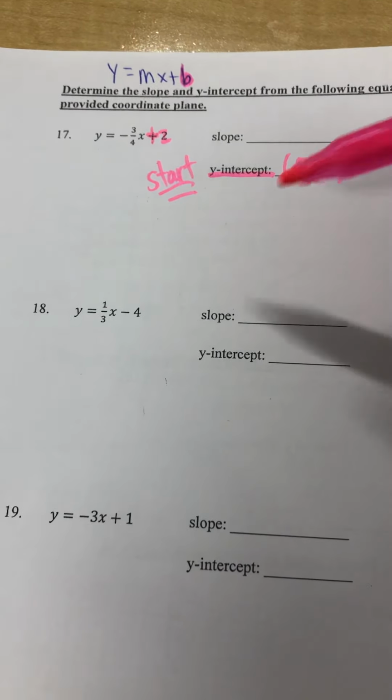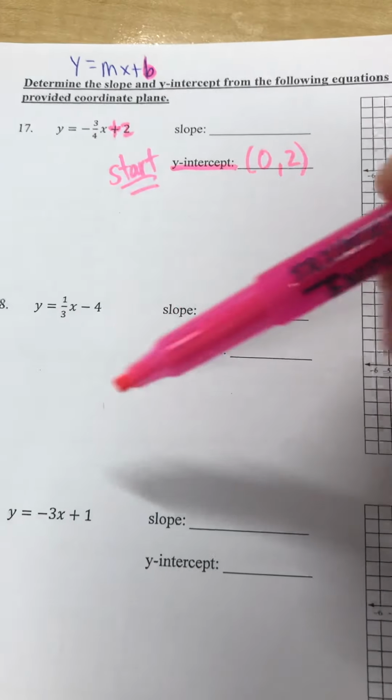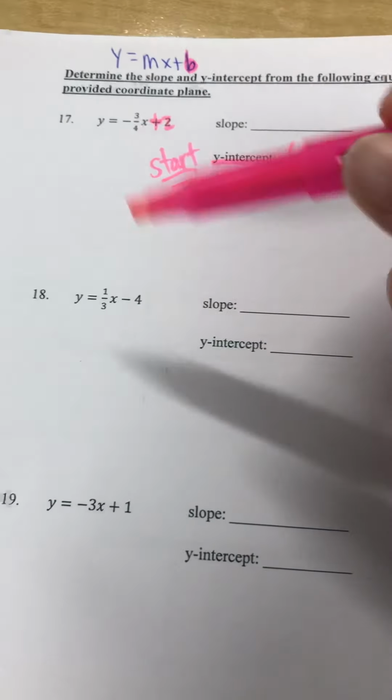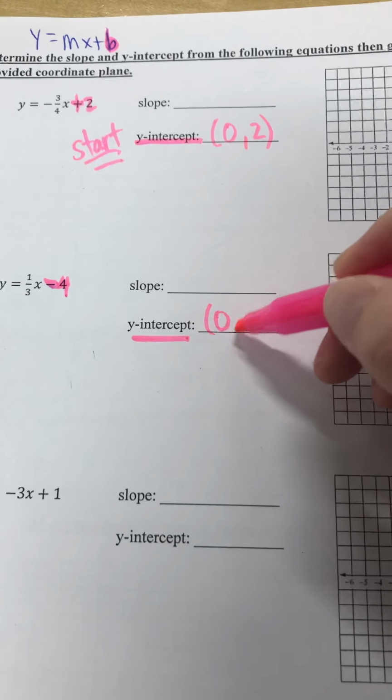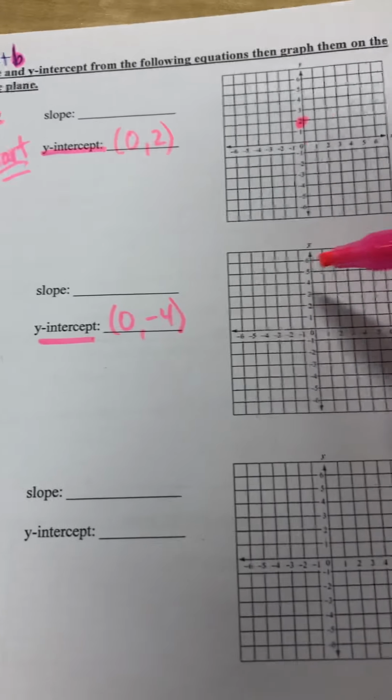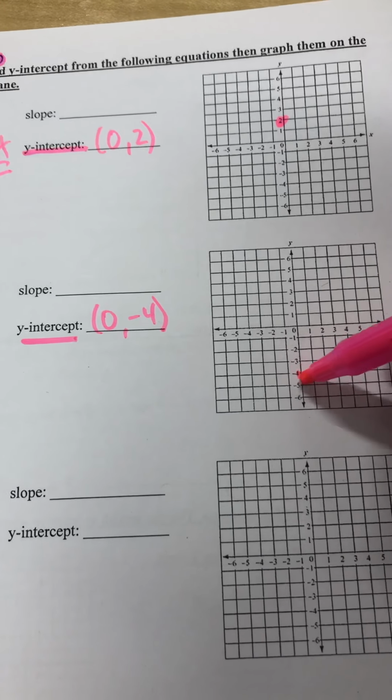Let's see if we can look at this next one. What would be the y-intercept on this problem? That's right, negative 4. So right here's my y-intercept, so this one's going to be 0, negative 4. On the y-axis, it's going to be at negative 4.